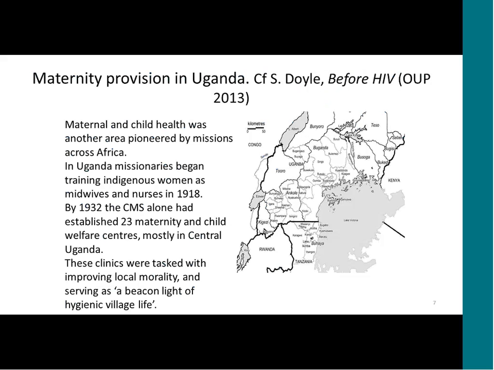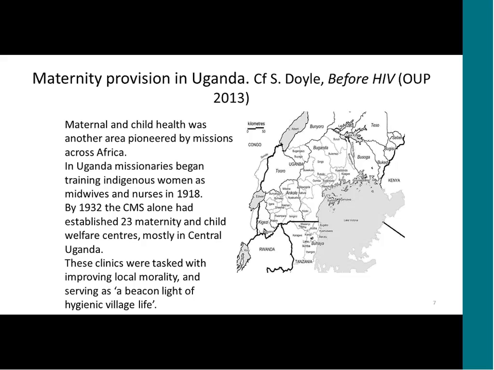Maternal and child health was another area pioneered by missions across Africa. In Uganda, for example, missionaries began training indigenous women as nurses and midwives as early as 1918. By 1932, the Anglican Church Missionary Society had established 23 maternity and child welfare centres, mostly focused in central Uganda. In central Uganda, there were very few areas where you couldn't have walked to a maternity centre by the late 1930s.